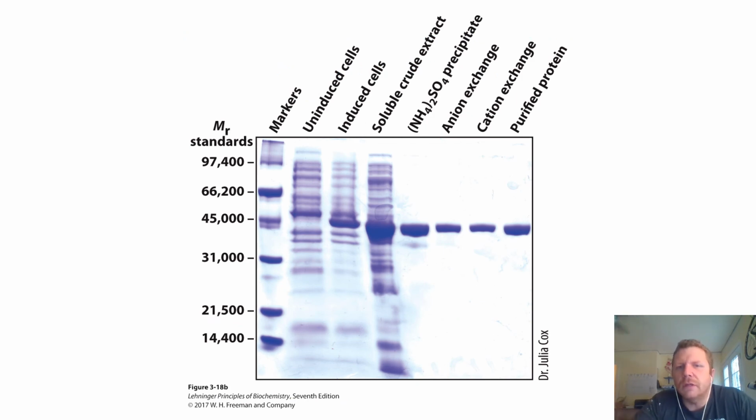So here's an example of an SDS-PAGE and what it looks like. What we've got are induced cells. So this is E. coli. This would be an example of an E. coli protein expression where you're just growing cells and hoping your protein gets expressed. The uninduced cells are where you've done nothing to tell that cell, hey, start producing my protein.